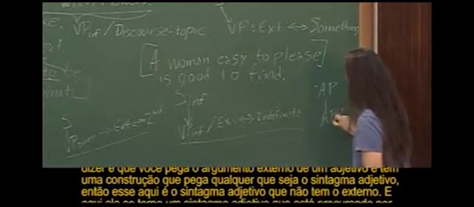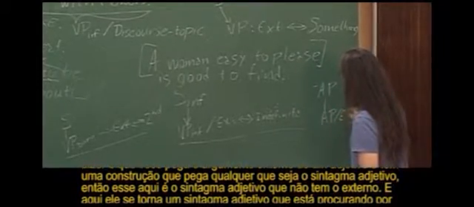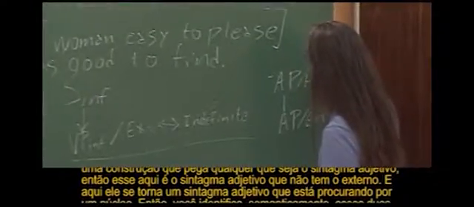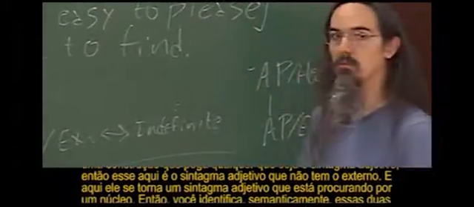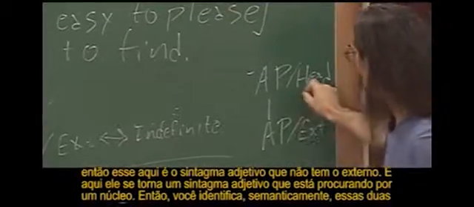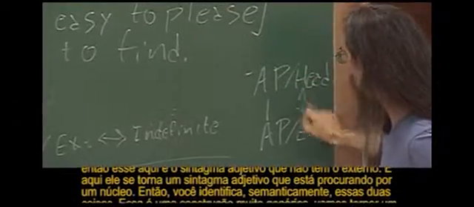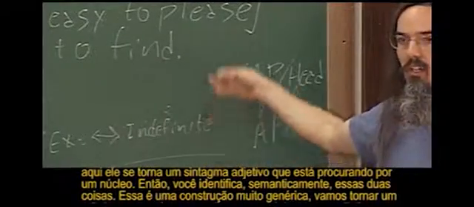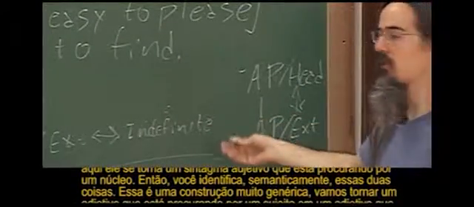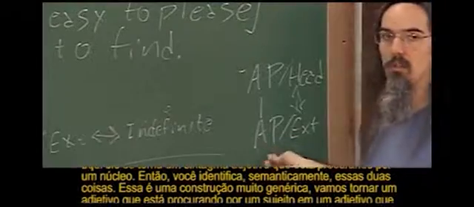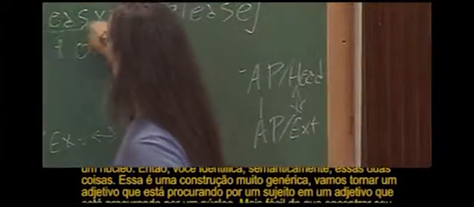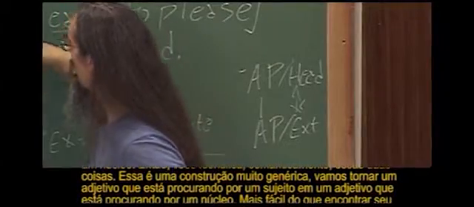So this one is an adjective phrase that's missing an external. And here, it's turned into an adjective phrase that's looking for a head. And you semantically identify these two things. Okay? So this is a very general construction. It lets you turn adjectives that are looking for subjects into adjectives that are looking for heads. Easy then finds its head right here.